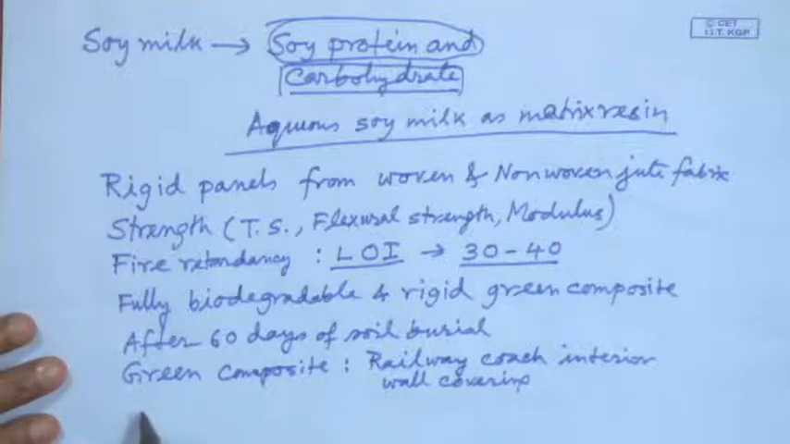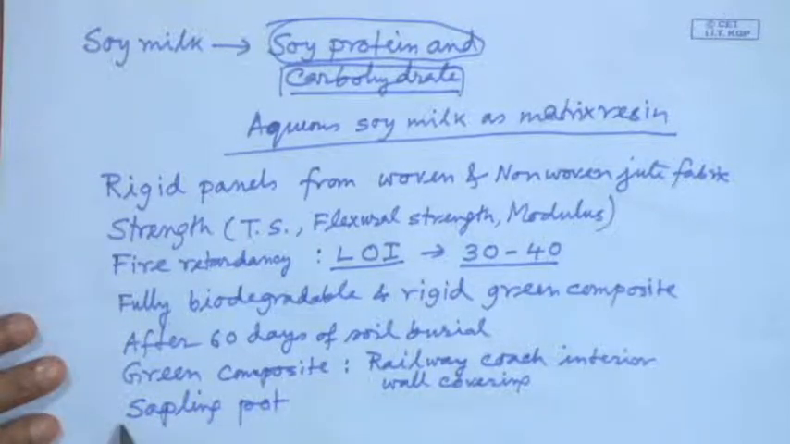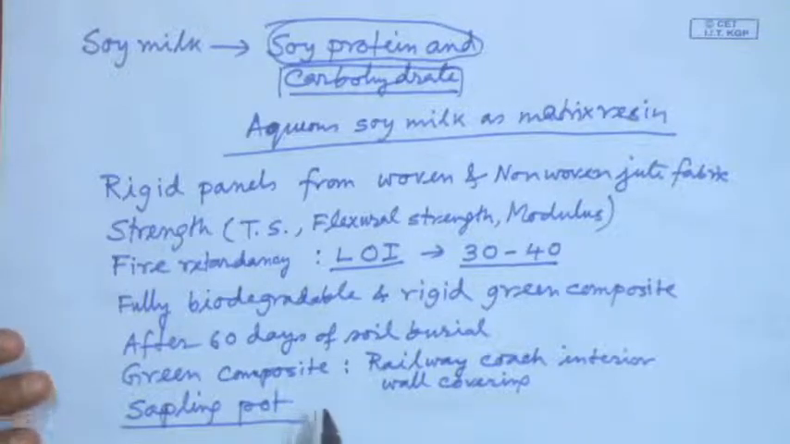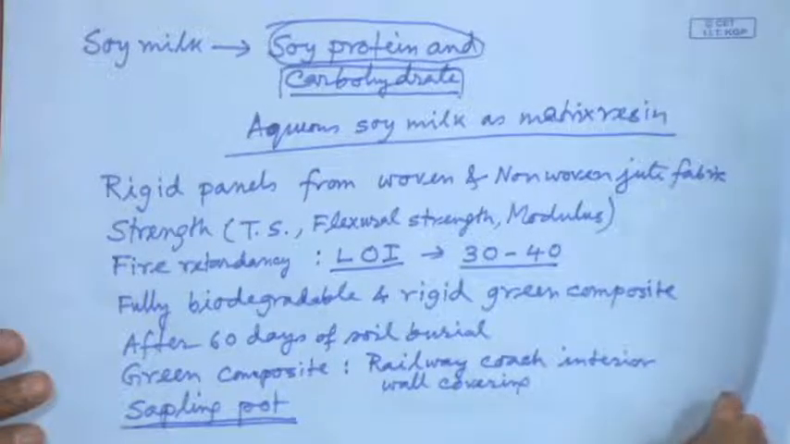We have also developed one pot, sapling pot. This is fully biodegradable material, sapling pot. The sapling pot we have tested, we have placed one plant with some earth in the sapling pot. We found a very good growth of the plant in the sapling pot, and when the sapling pot was placed in the garden after digging the earth, the plant growth was excellent, as well as after around 40 days we found that the sapling pot totally degraded.